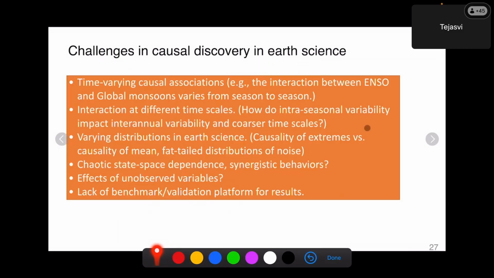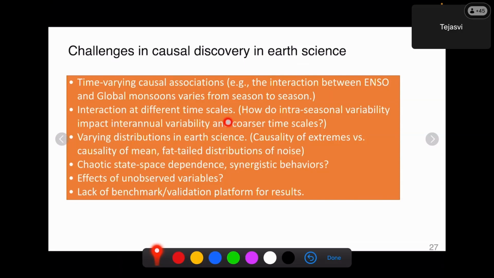What are the challenges that lie in causal discovery approaches? There are some challenges which have to do with time-varying causal associations. A lot of work has been done already, but a lot of things need to be explored. For example, there is an interaction of El Nino with global monsoons or global teleconnections. It's not fixed in time. It varies from season to season, and that seasonality is also sometimes not known. It sometimes misses. So these kinds of associations are yet to be explored thoroughly.